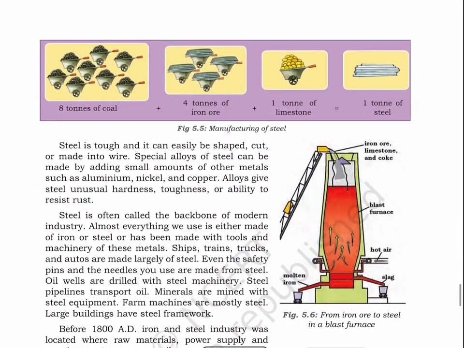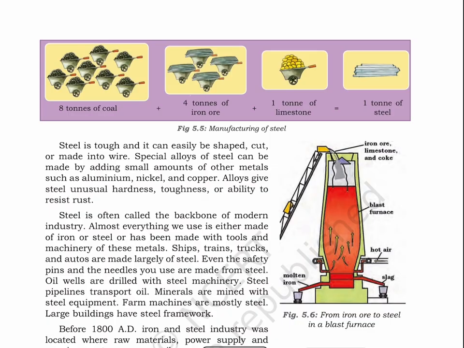On the top, there is figure number 5.5 entitled Manufacturing of Steel. In this figure, there is a diagram given in which it is depicted that the raw materials needed to produce 1 ton of steel are 8 tons of coal, 4 tons of iron ore, and 1 ton of limestone.